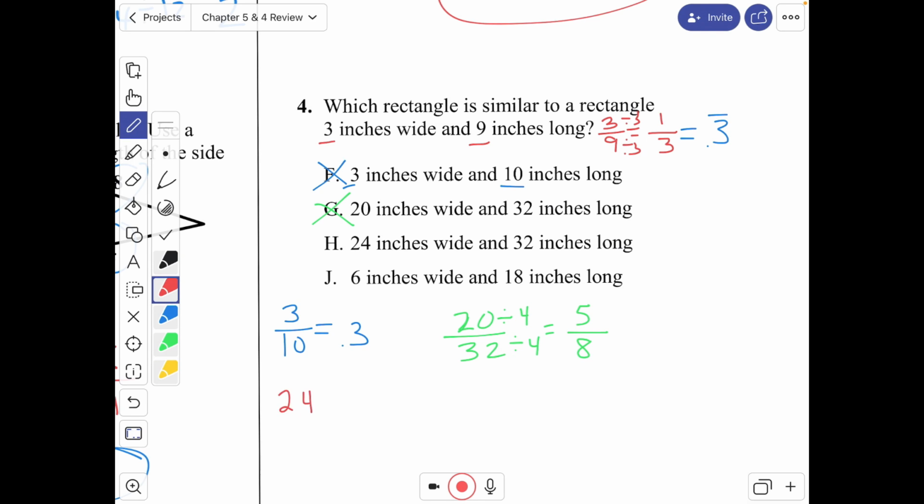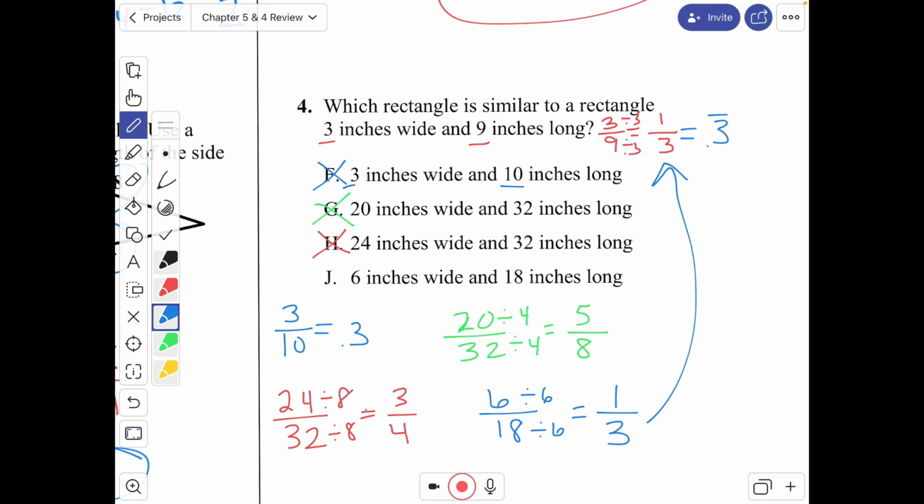Then we have 24 and 32, which can both be simplified by 8. 24 divided by 8 is 3, and 32 divided by 8 is 4. 3/4 is not the same as 1/3. Next one, 6 and 18. Both of those numbers can be simplified by 6. 6 divided by 6 is 1. 18 divided by 6 is 3. And that does match. So my answer is J.